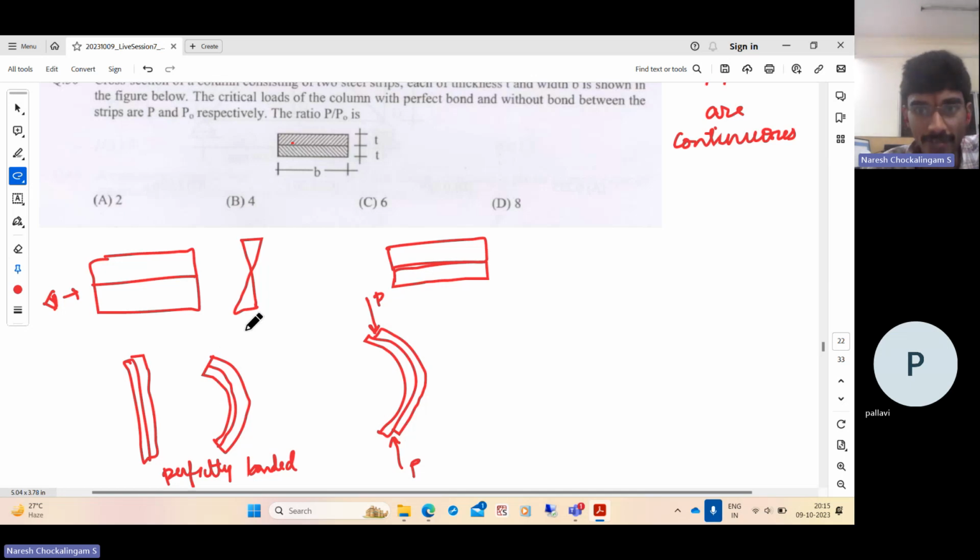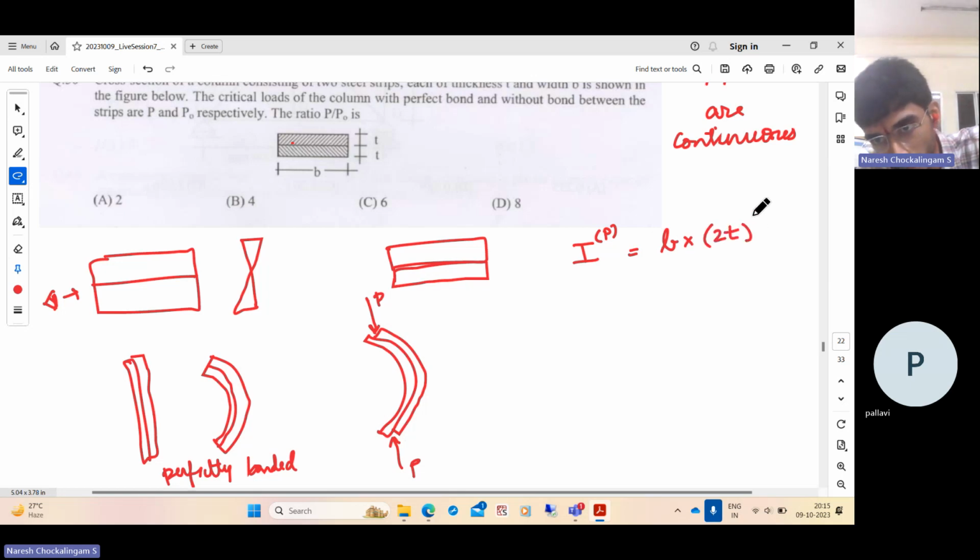So in one case, let us call it the P case, the first case, perfectly bonded, the moment of inertia is given by the usual thing, h cube by 12. So b into what is h? It is 2t whole cube by 12, so here we have 8b t cube by 12. So 4 gets cancelled. You get 2b t cube by 3.